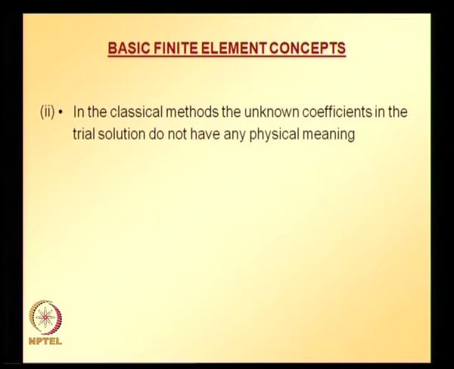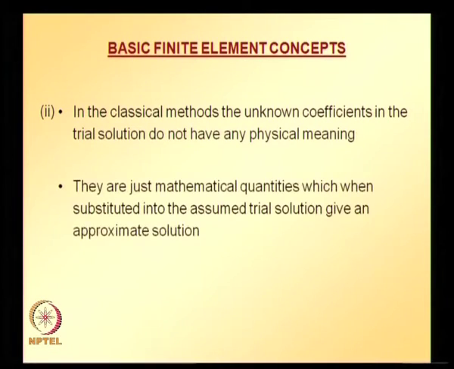In classical methods, the unknown coefficients in the trial solution do not have any physical meaning. That is, this A0, A1, A2, whatever you assumed in the classical methods for the trial solution, those coefficients do not have any physical meaning. They are just mathematical quantities which, when substituted into the assumed trial solution, give an approximate solution.